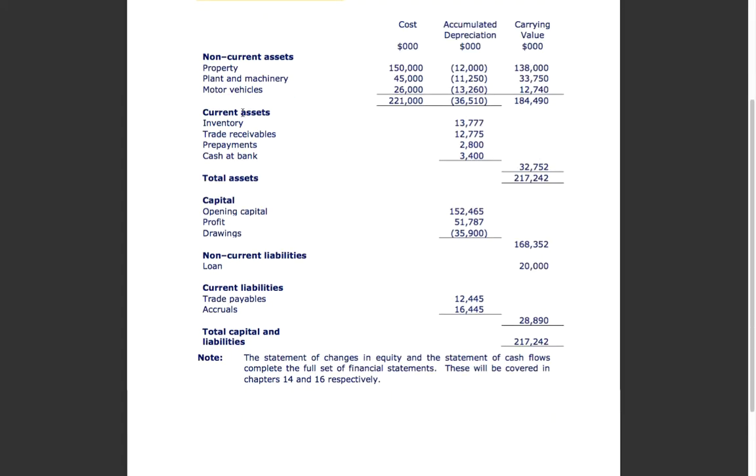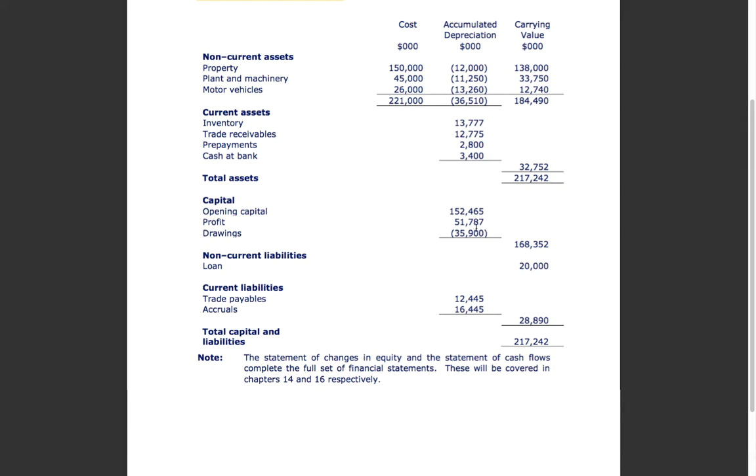Moving on to current assets, you have inventory, trade receivables, and prepayments, which is the money that you pay in advance, of course. Cash at bank, all the money that you receive, and because of this, you earn some interest income up there. You have your capital. Most of the time in the exam, it will be a neat, small, rounded off figure, maybe 10,000, 50,000, 100,000. Over here, it looks nasty.